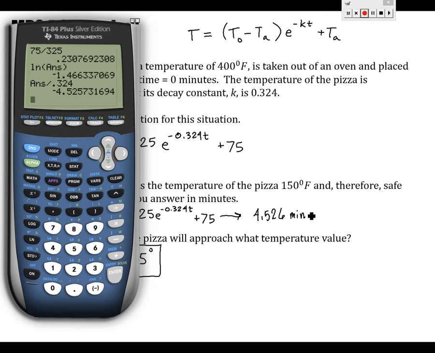Everything's in minutes? Yeah, t is in minutes. Okay. So it said the answer in minutes, it didn't say to round to anything in particular, but we'll just leave our answer that way. That'd be fine. But it's about 4.5 minutes, right? That's how long it takes, which is not very long. Wow. It cools down quick.